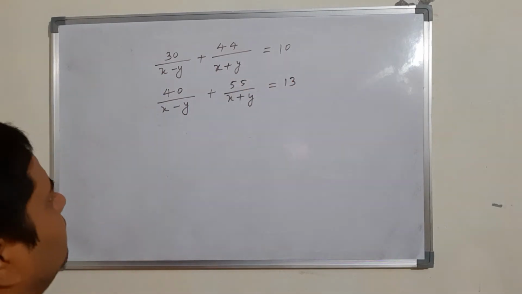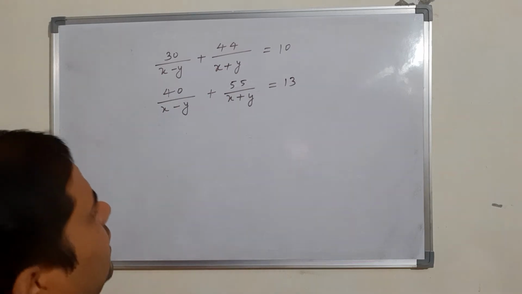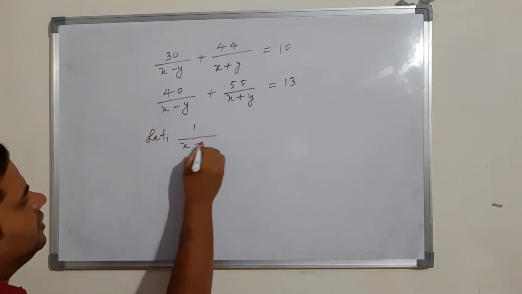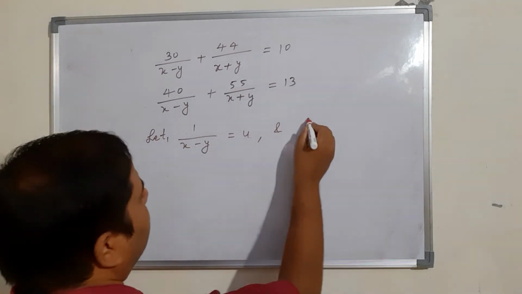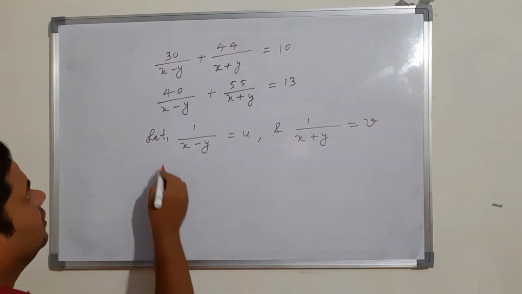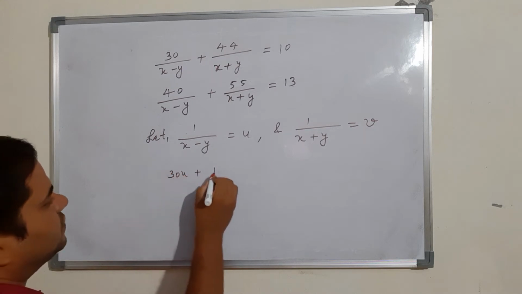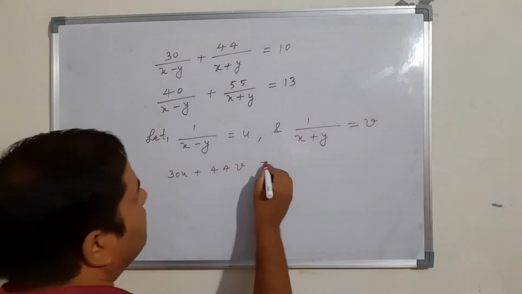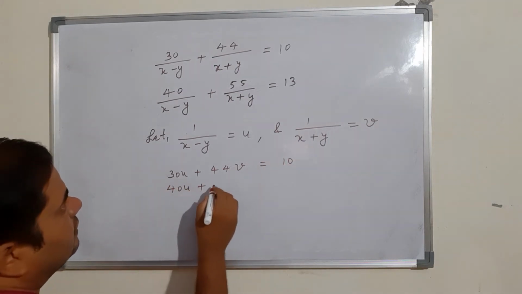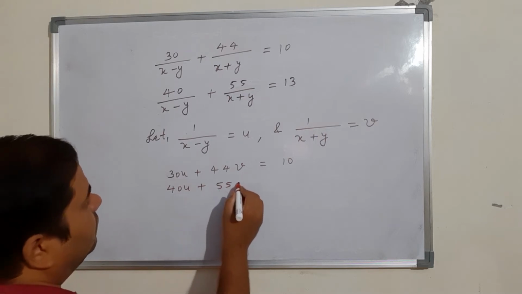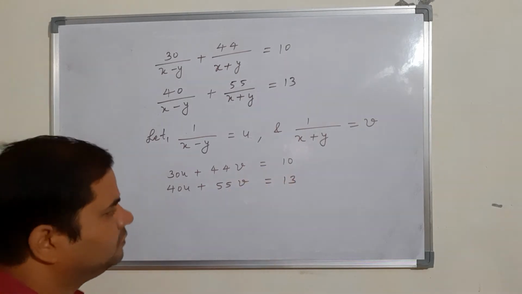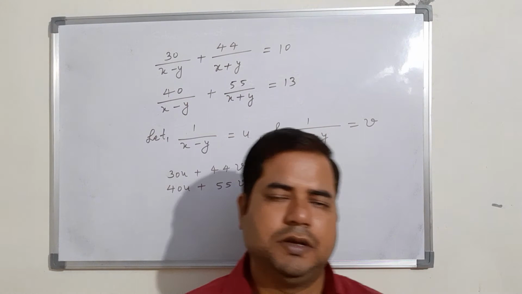So solve it by any one of the methods. We are just going to take the elimination method. For that, let 1 upon x minus y be equal to u and 1 upon x plus y be equal to v. So we will get 30u plus 44v is equal to 10, and 40u plus 55v is equal to 13. So this is our reduced equation.